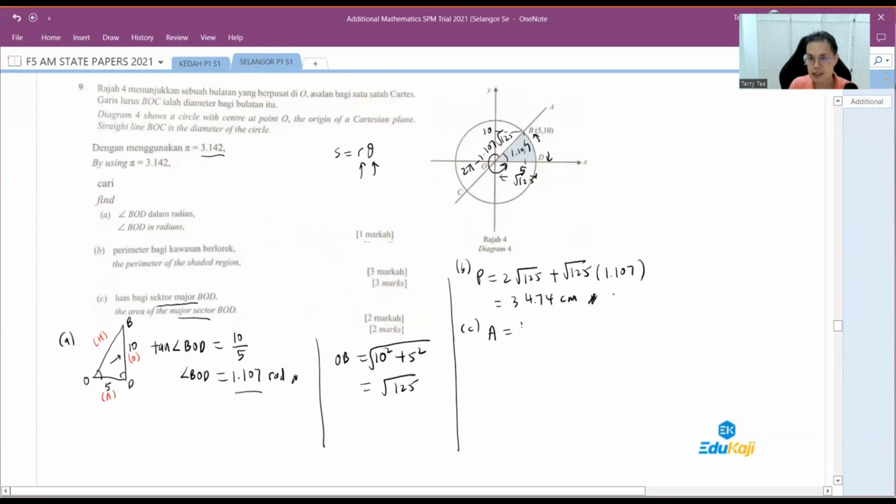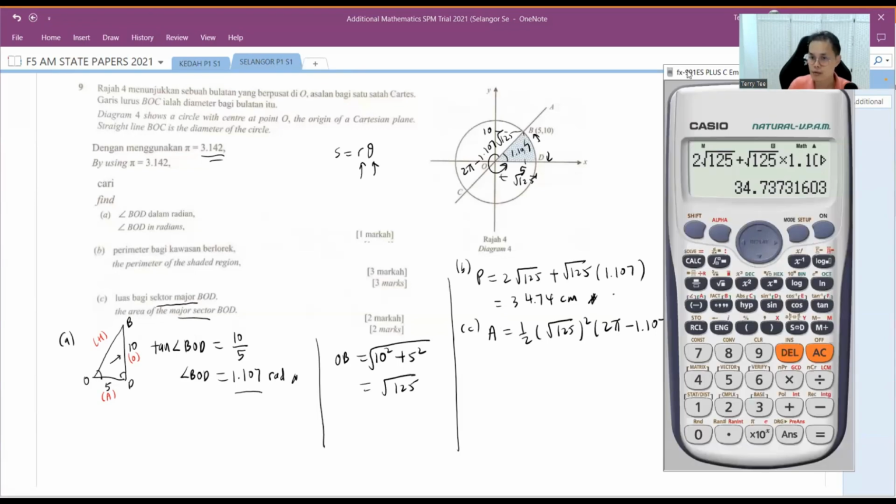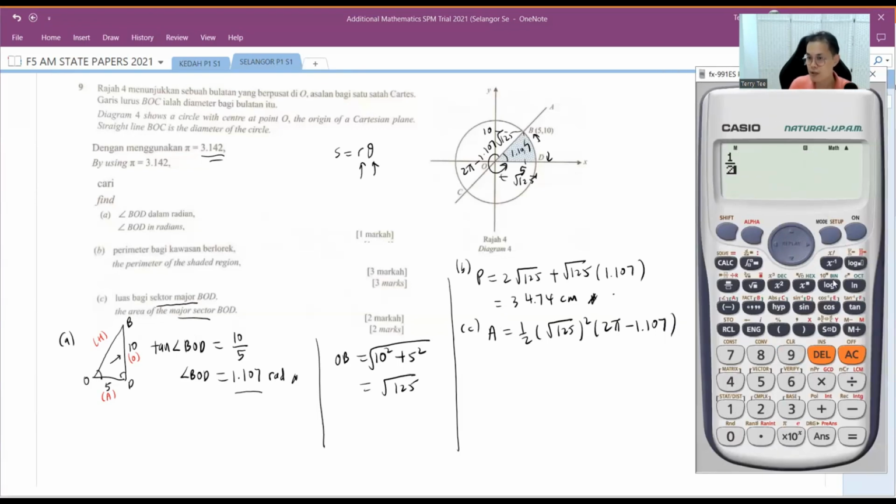So my area is half r squared theta, 2 pi minus 1.107. Be careful, when you use pi, please use 3.142. Okay, let me show you here. Let's take half. Now the good news is square root 125 squared is just 125, so you don't need to type the square root. Please use 2 times 3.142 minus 1.107. There you go. My answer is 323.6.